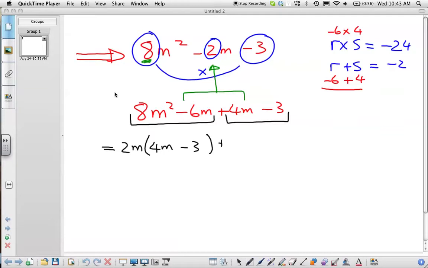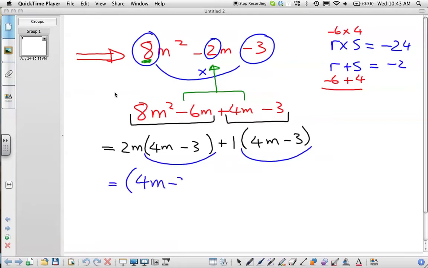When you get that situation, you take out a 1, so you get 4m minus 3. And here you can see you now have these two things in common, the 4m minus 3 and the 4m minus 3, which you can take out. It multiplies by 2m, and it also multiplies by 1, so it's plus 1. And there we have it factorized. So this is a method of factorizing more complicated trinomials. Thank you very much.